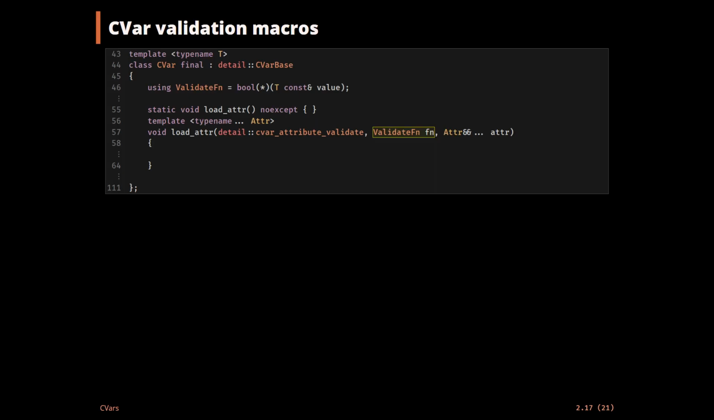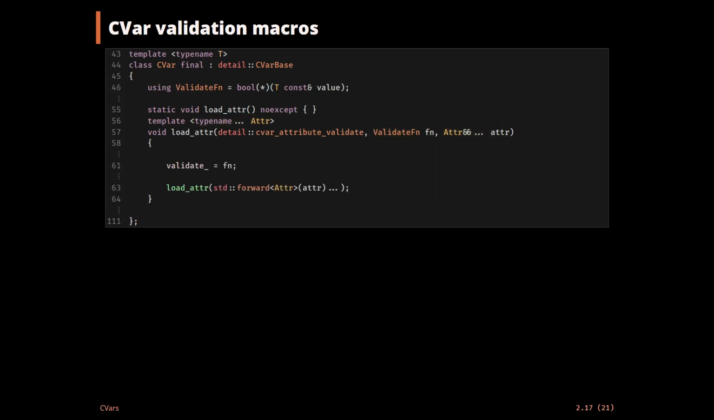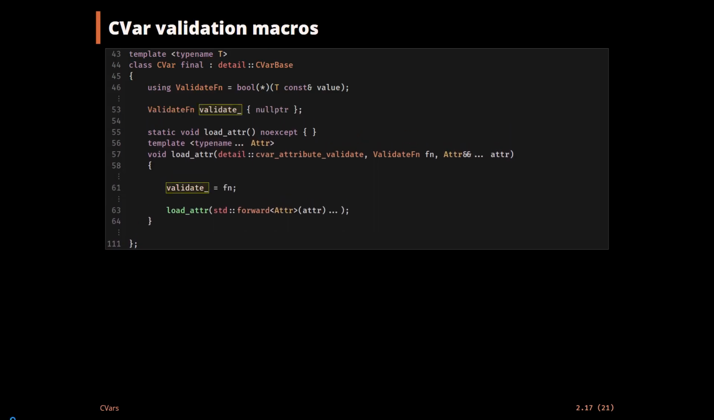And then the validation function is just going to return true or false depending on whatever condition you want to check. And then we take the remainder of the arguments, because what we'll do here is we'll set the validate field. So this is a field that we create of validate function. We set that to the value of function. Remember, these are function pointers. And then we call load attribute again with the remainder of the types.